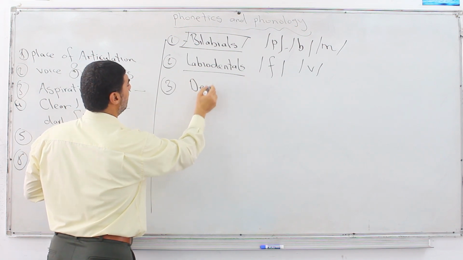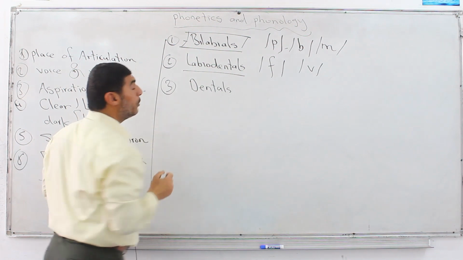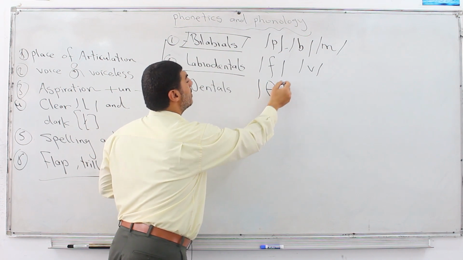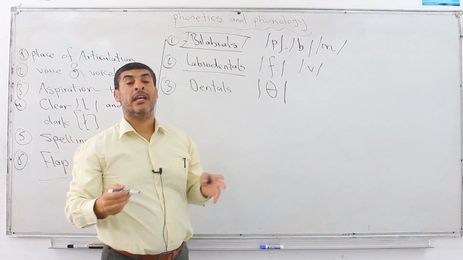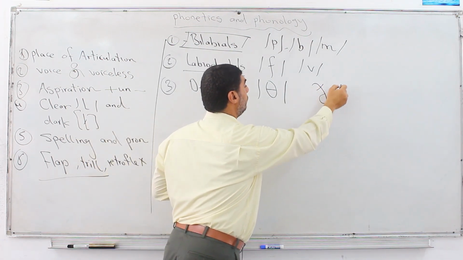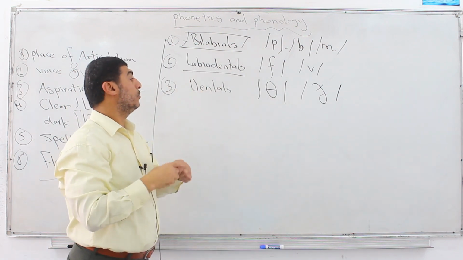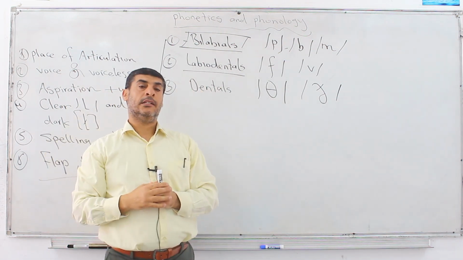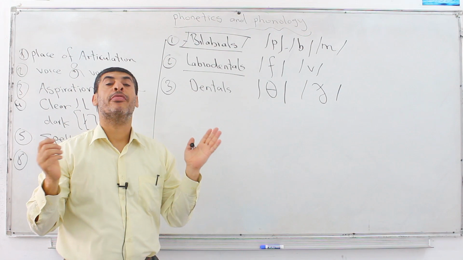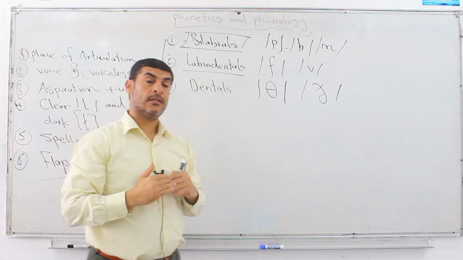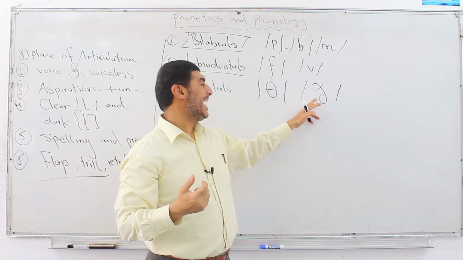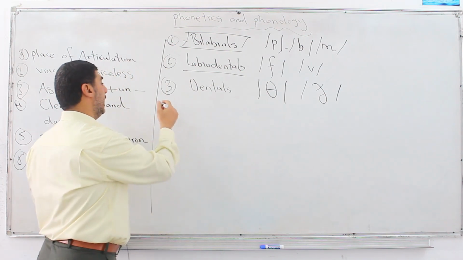Okay, now we have dentals, or some people call them interdentals. Try to say th. This is the th sound. Think. And we have the. So, what is an interdental? Okay, you see that the tip of the tongue comes between the lower and upper teeth. You insert the tip of the tongue between your teeth. So, th and the. Okay, and now we have alveolars.